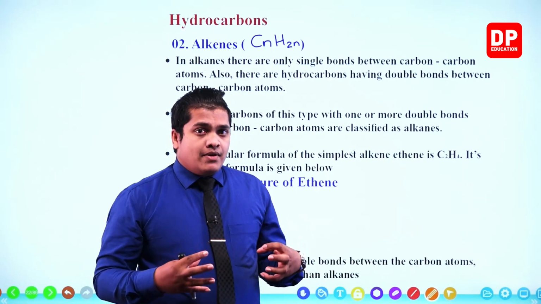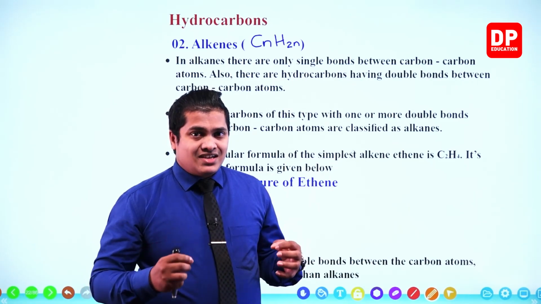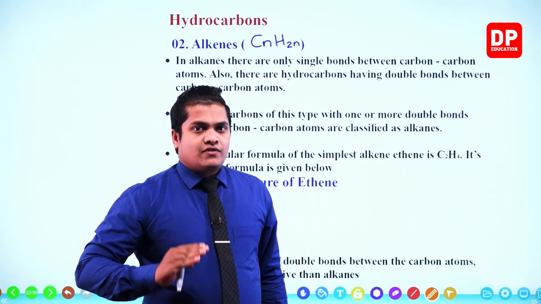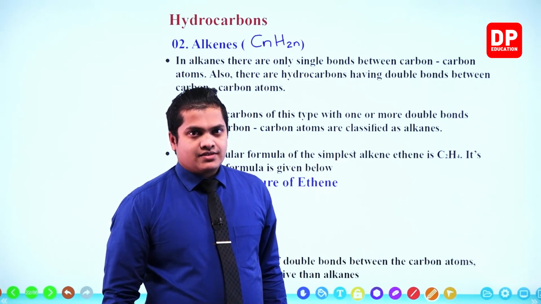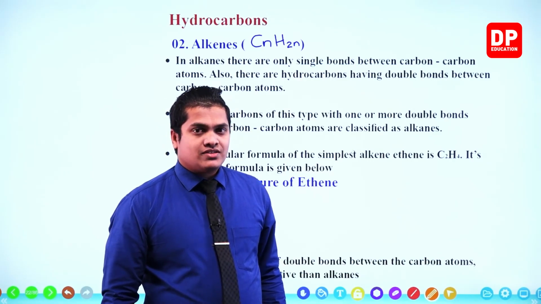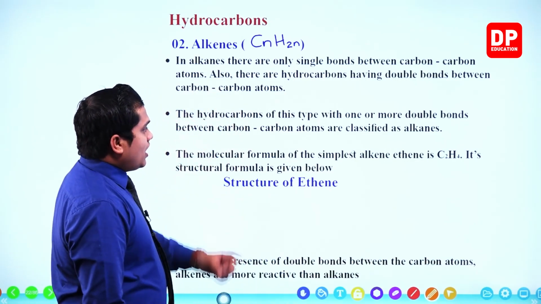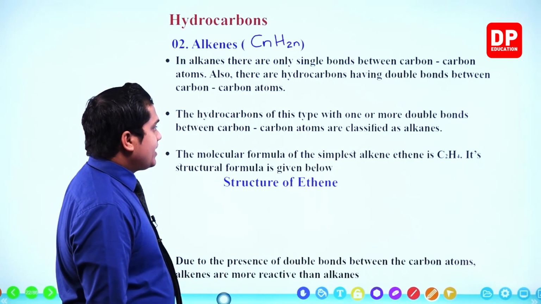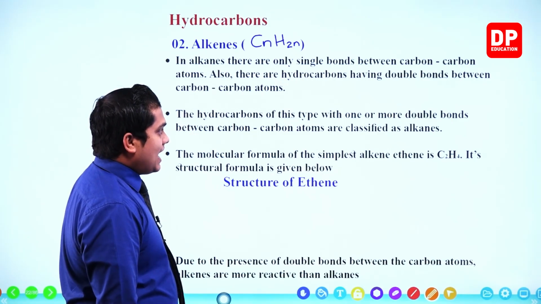If the carbon-carbon atoms contain a double bond between them, then my dear children, these kinds of structures are referred to as alkenes. ENE, alkene, double bonds. ANE, alkane, single bonds. The hydrocarbons of this type with one or more double bonds between carbon-carbon atoms are classified as alkenes. Right.